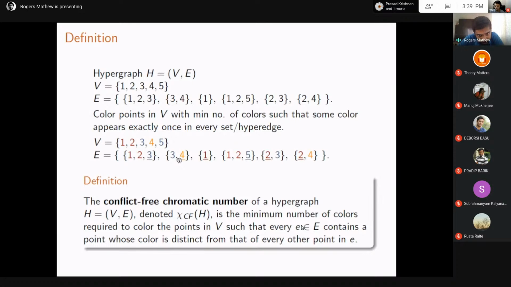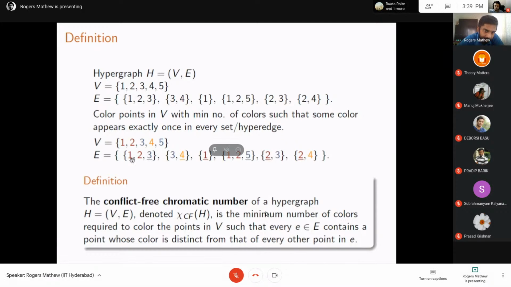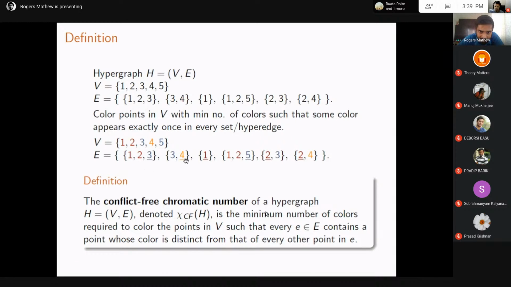And you can see every set, or every hyperedge, in this. It's a hypergraph where these hyperedges are basically subsets of that vertex set. In the first hyperedge 1, 2, 3, you have 3 getting a distinct color, which is blue, from that of 1 and 2. In 3, 4, you have 4 getting a distinct color. In fact, 3 is also getting a distinct color; it's a two-sized hyperedge. But if you look at 1 to 5, you have 5 getting a distinct blue color compared to the red colors which 1 and 2 are getting, right? I think you can see my mouse pointer as well.